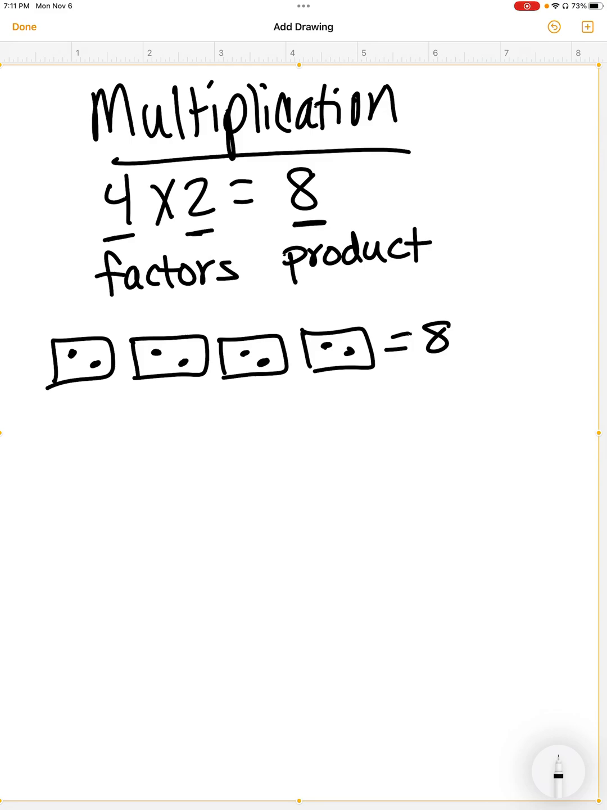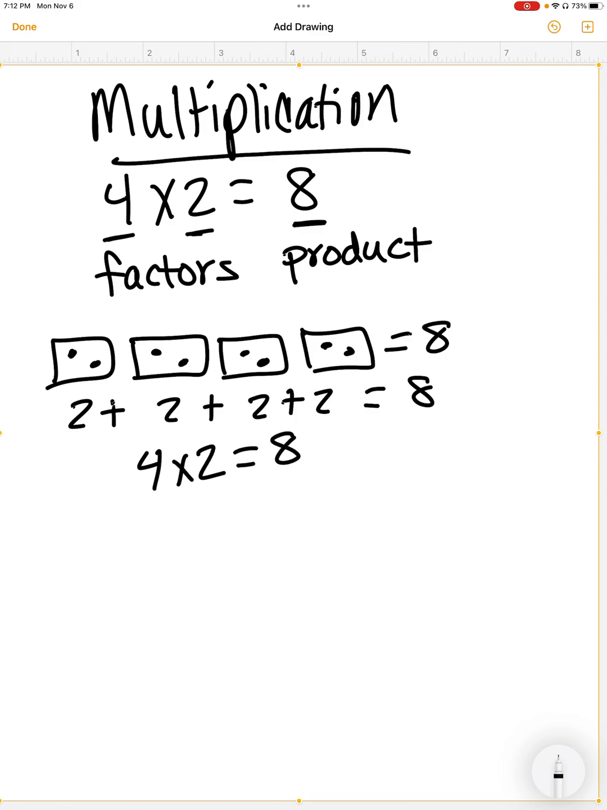If we wanted to write this as a repeated addition sentence, it would look like this. 2 plus 2 plus 2 plus 2 equals 8. To turn that into multiplication, we would look at how many 2's do we have. We have 4 2's. 4 times the number 2 equals 8.